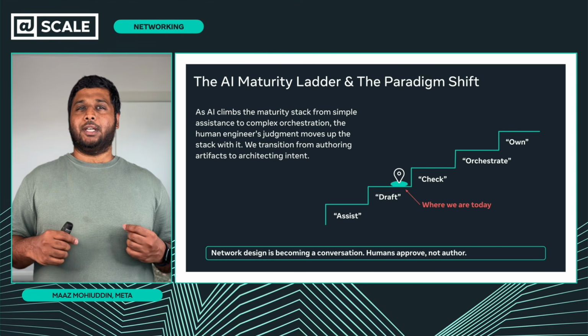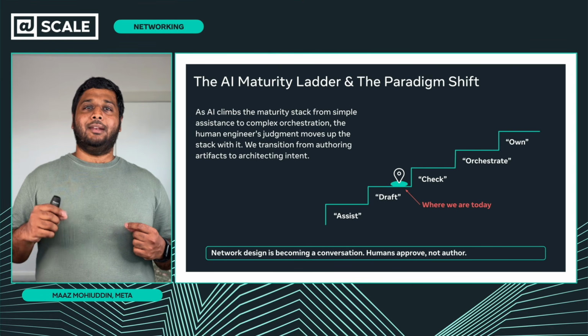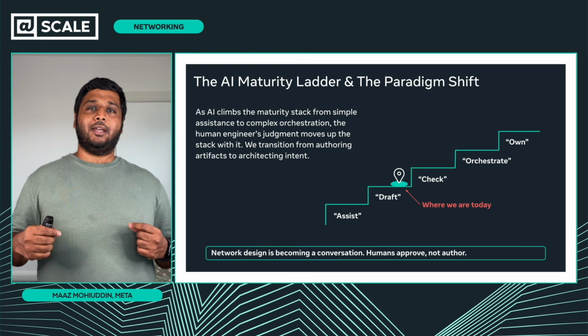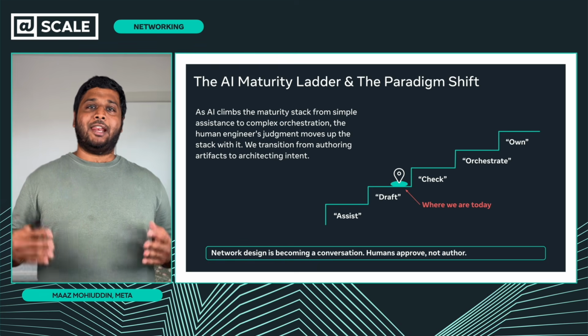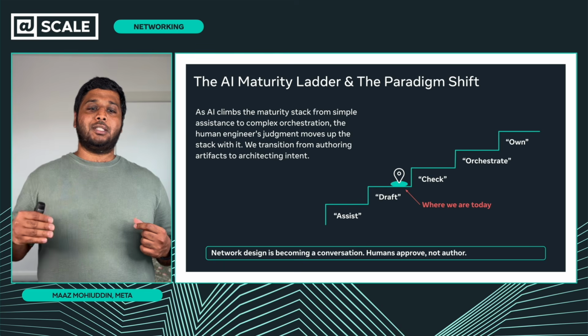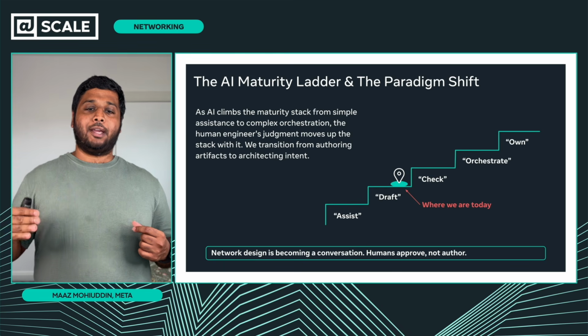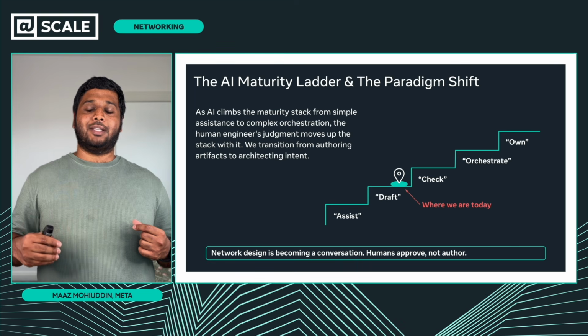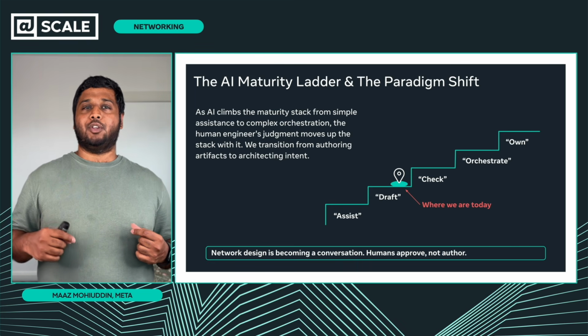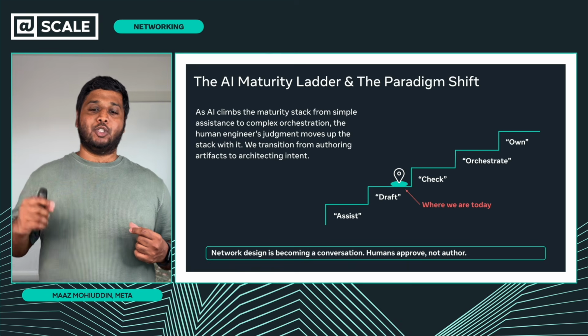What this work has taught us is that network design is becoming a conversation like you would have with your colleague. We have 10x the productivity. Once we unlock checking and end-to-end orchestration, agents can give us 100x productivity boosts. That's the future we're building, and it makes me super excited.